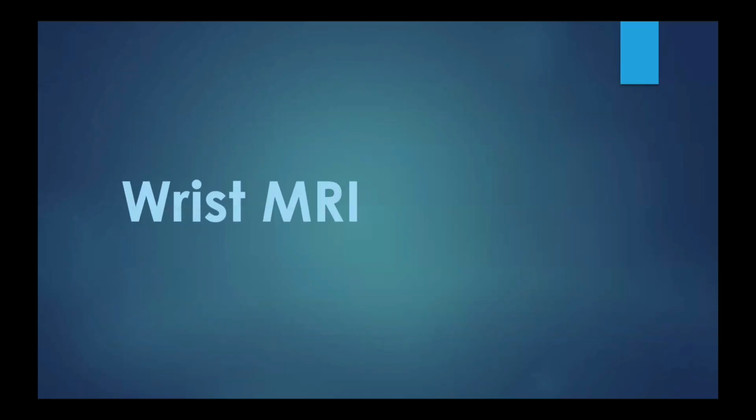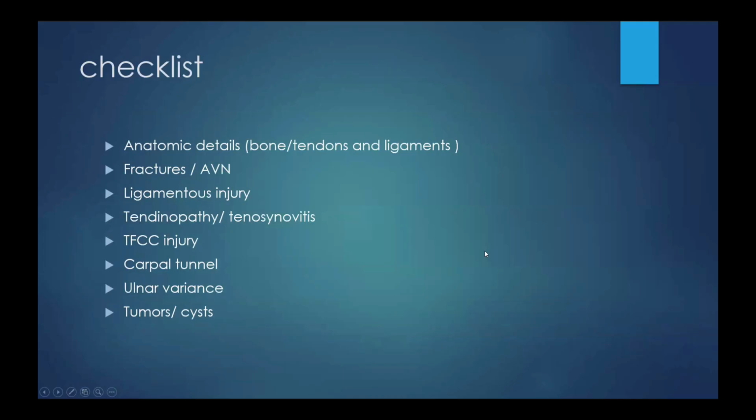Now let's talk about the wrist MRI. Checklist of the wrist MRI: we need to analyze the anatomical details of the bones, tendons, and ligaments, fractures and avascular necrosis, ligamentous injury, tendinopathy and tenosynovitis, triangular fibrocartilage injury, carpal tunnel, ulnar variance, and tumor and cyst.